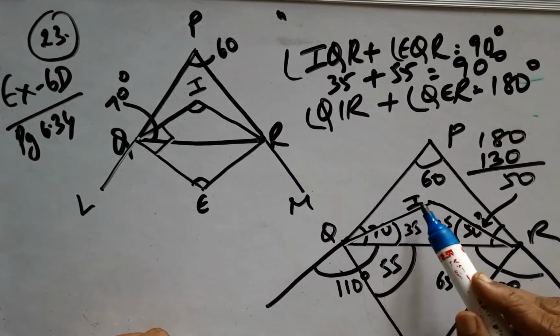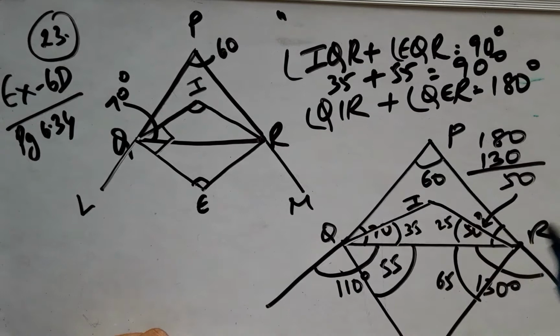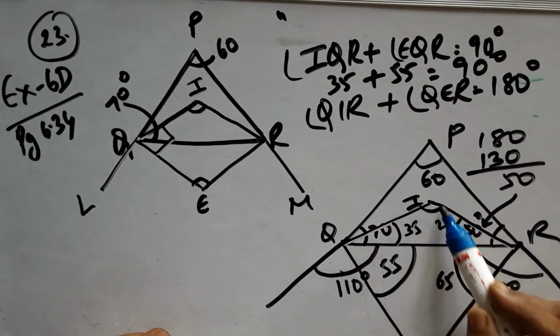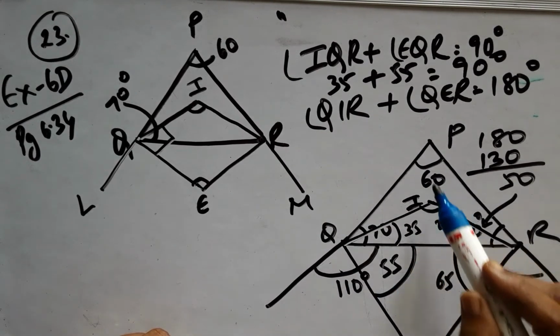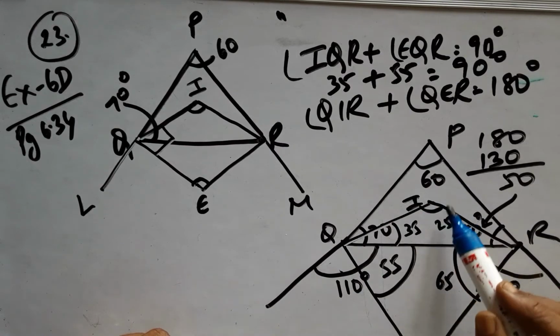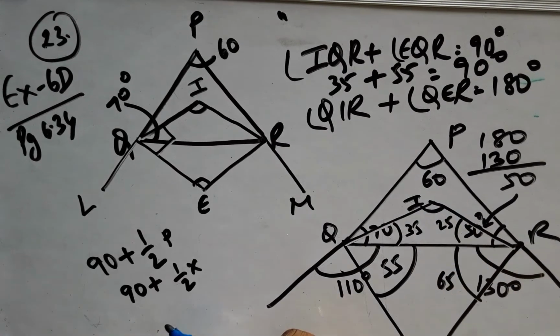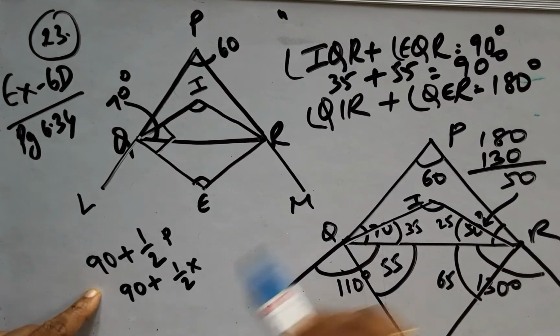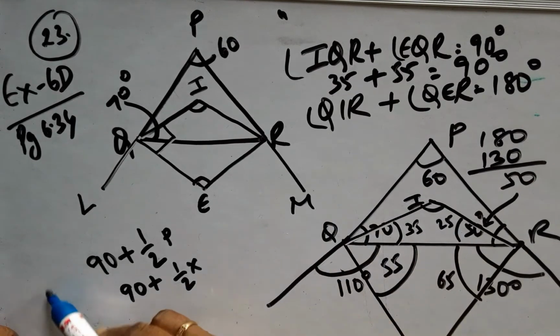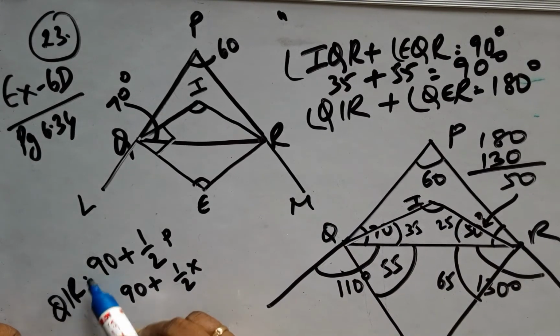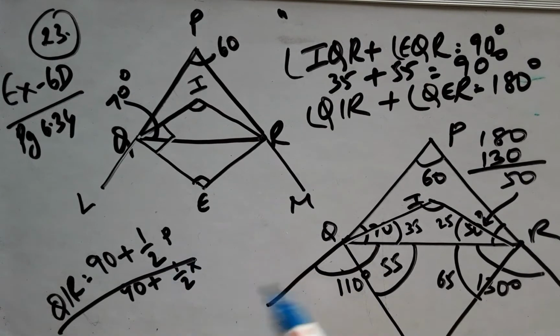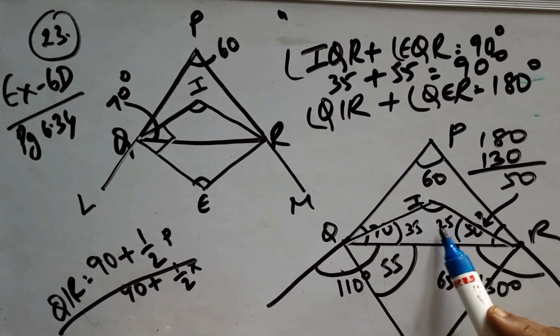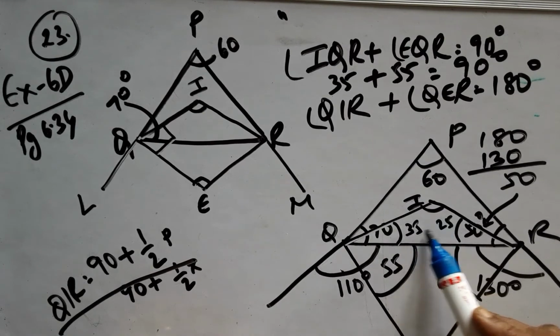Now where is that QIR? Now I have to arrive at QIR. It is nothing but double of this, mind you. Therefore, this is the formula: angle QIR is 90 plus half P. Rather than going about all this, I can even arrive at it by applying my angle sum property.